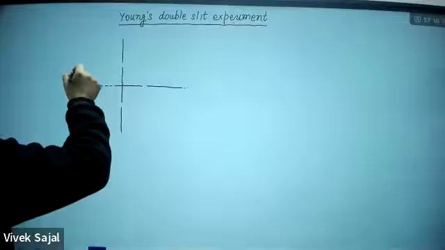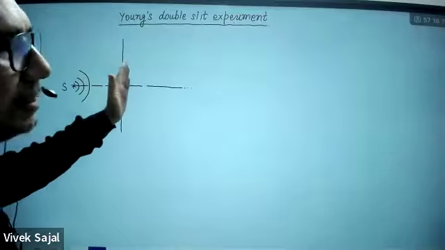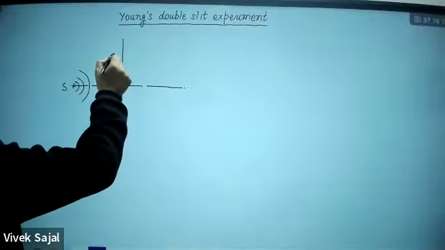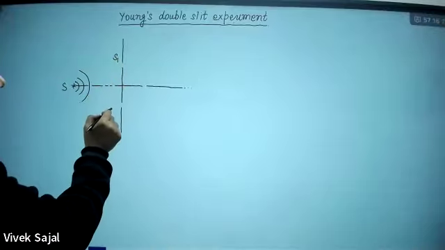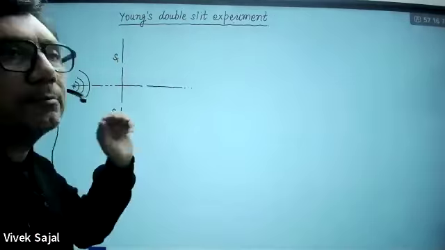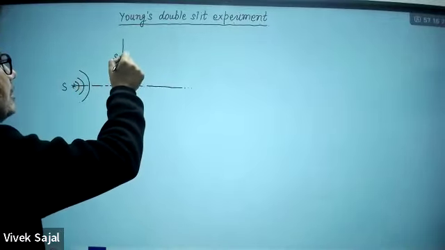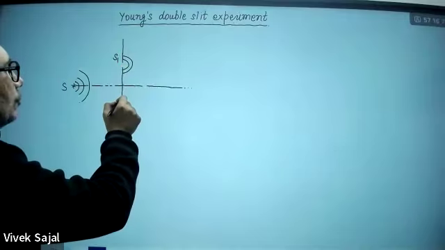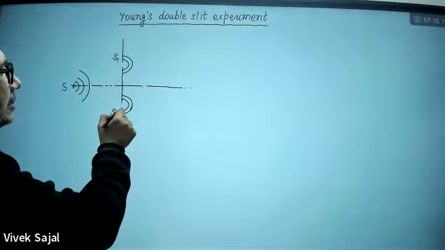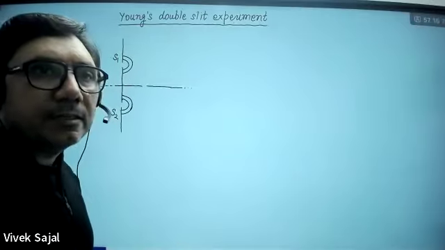Now wavefronts emerging from the source are striking this slit plane, and what is happening? A part of the wavefront is emerging from slit one, and another part of the wavefront is emerging from slit two. So what is going to happen? This slit one is going to act as an independent source, and this S2 is acting as another independent source, because these two sources are obtained from the same source.